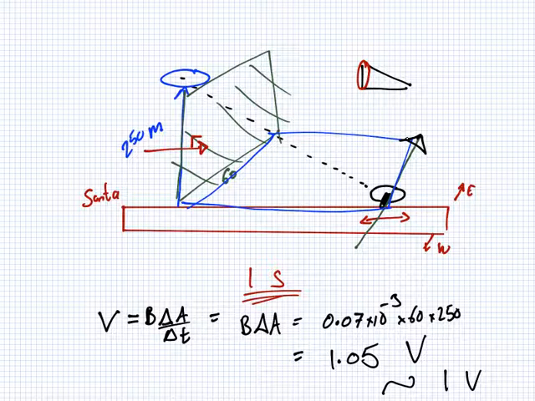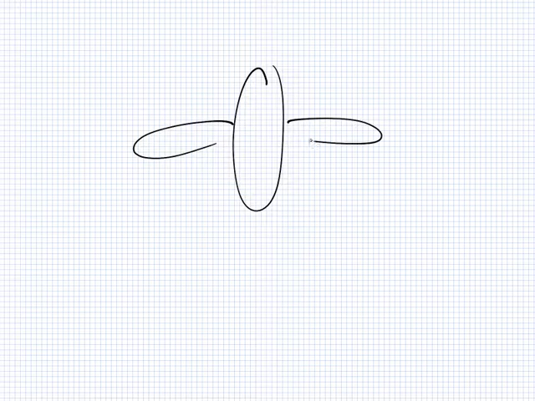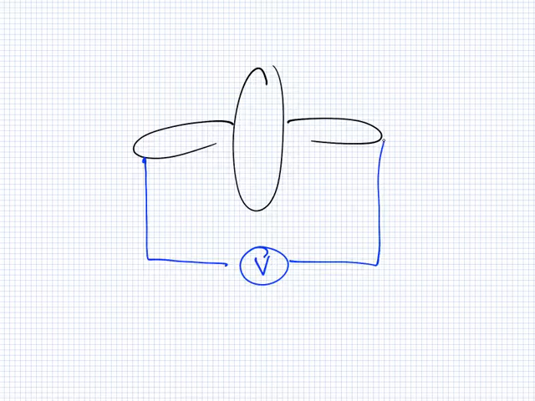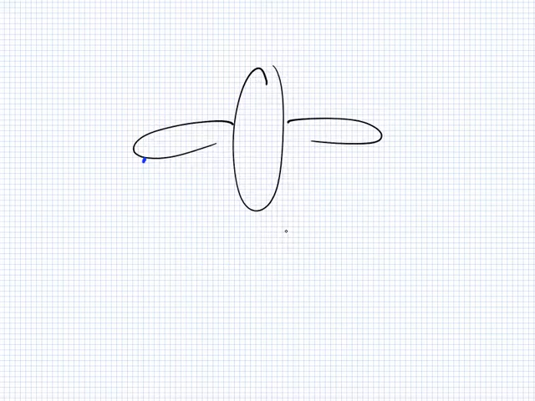Let's see what you would have to do. If you clipped a wire here and had a voltmeter hanging out the back of the plane, as it's taking off and landing, you would see this increase up to 1 volt. You don't have to have the voltmeter outside the plane. You could have the voltmeter running inside the plane and just have the ends connected to the tips. Then you can measure the voltage.